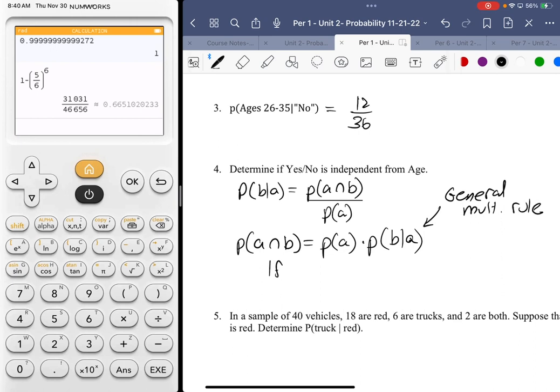If the probability of B given A is equal to the probability of B, so essentially this part here, if that was really just the probability of B under ordinary circumstances, then A and B are independent.